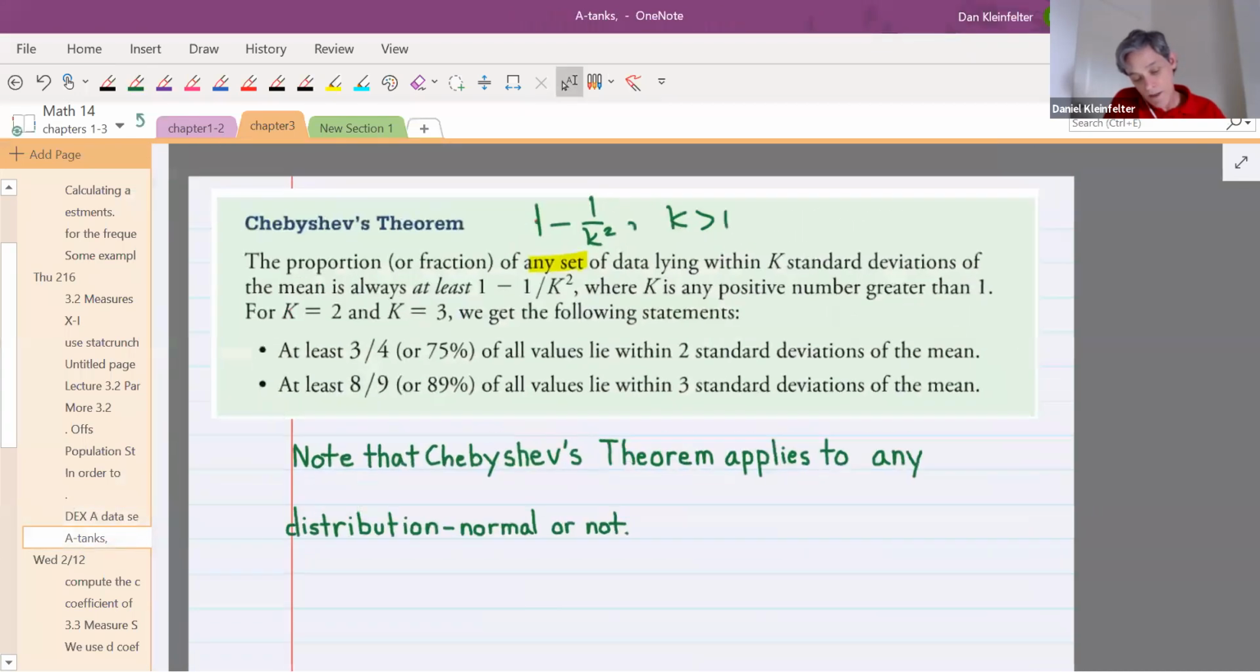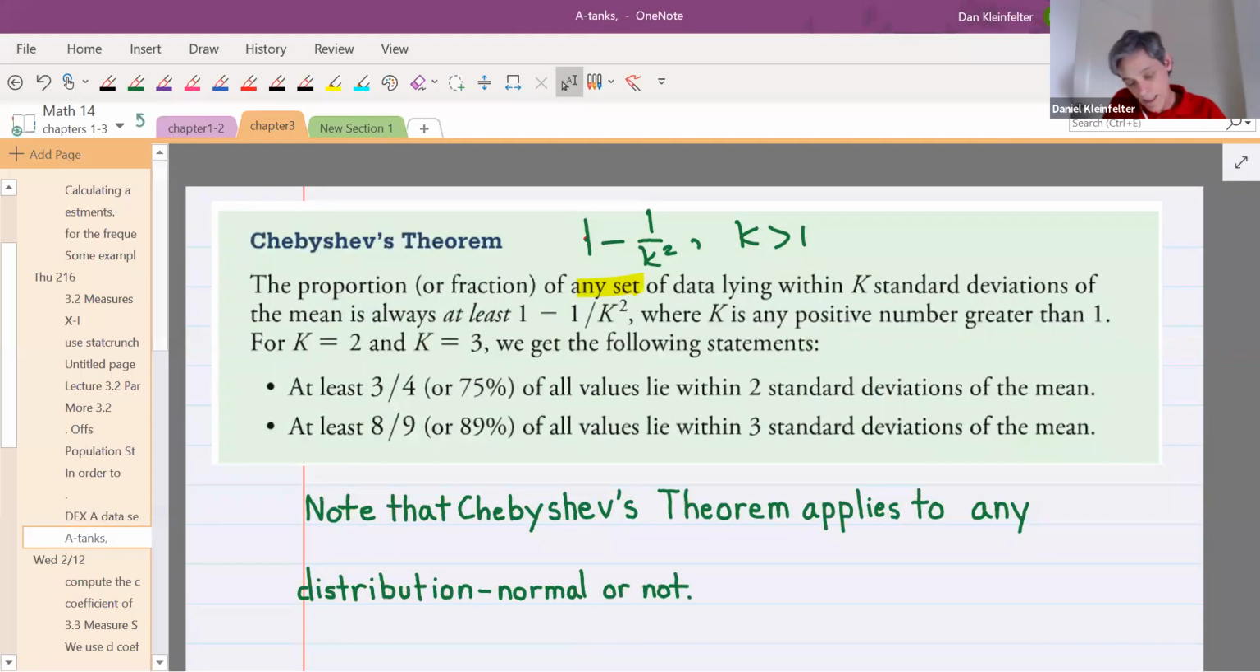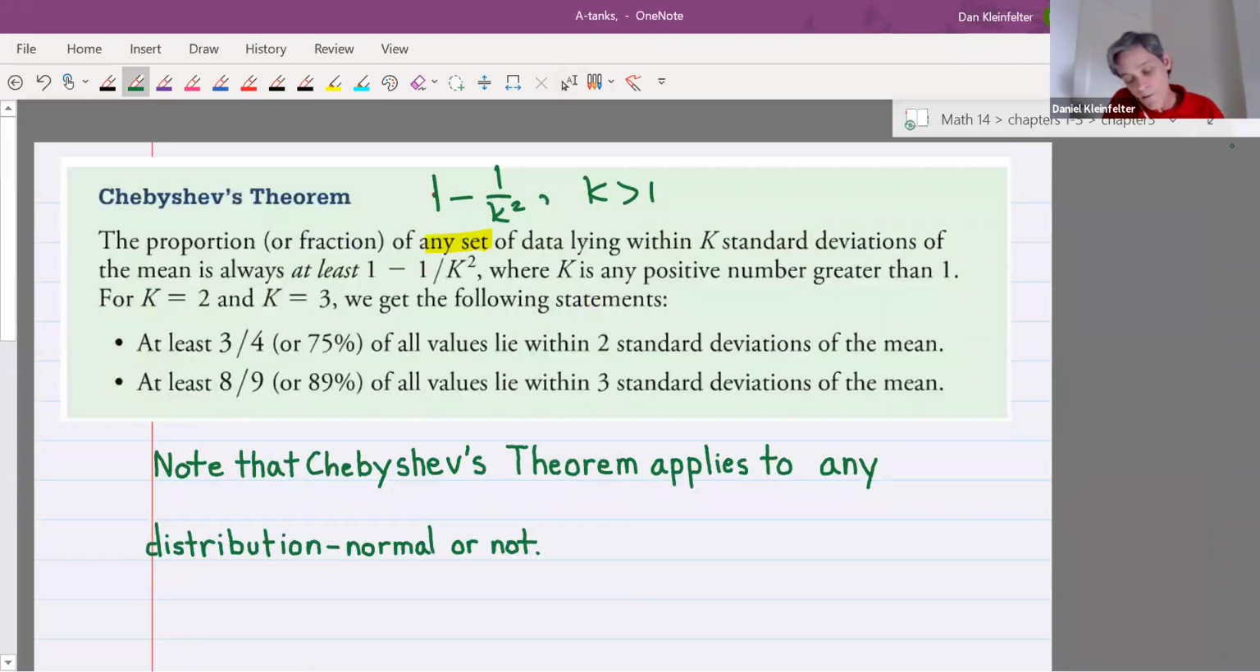All right, so moving on, less calculation, a little more conceptual for a little bit. So the next thing we want to look at is something called Chebyshev's theorem. This is named after a Russian mathematician and a person who studied probability a long time ago.